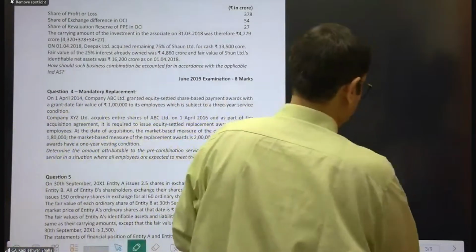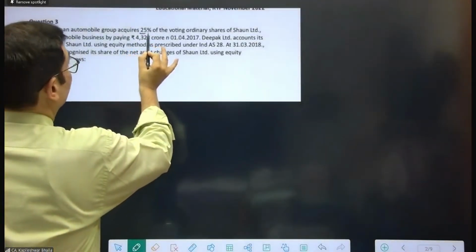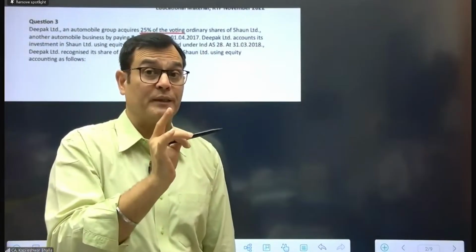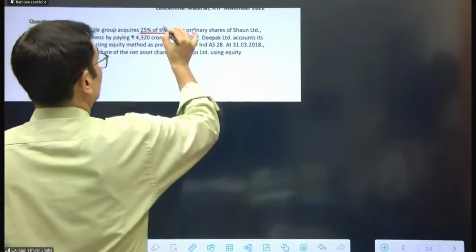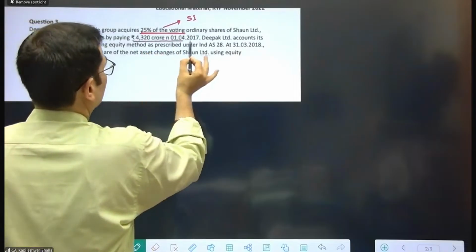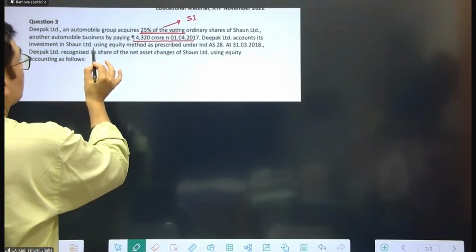So let's read this particular question, question number 3. It says Deepak, an automobile group, acquires 25% of the voting ordinary shares of Sean. I think that makes it very clear that there is a significant influence, because you get a 25% stake in the company. And it says by paying 4320 crores on 1st April 2017. This is the cost of acquisition. Deepak's investment in Sean is accounted using the equity method prescribed under Ind AS 28.